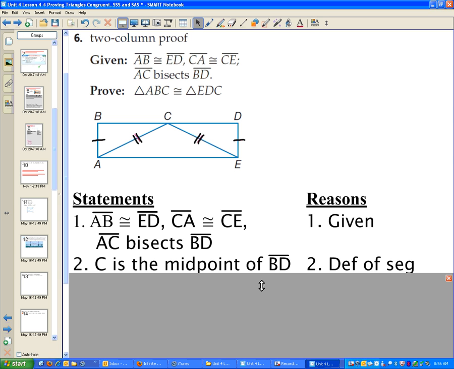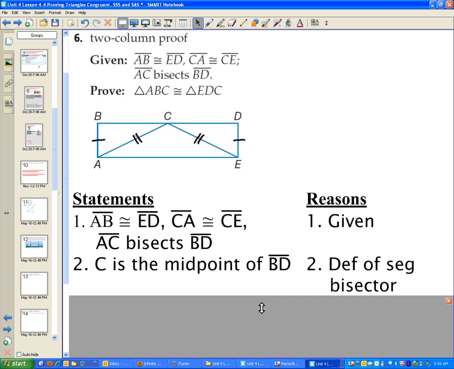So, before I can say that segment BC is congruent to segment DC, I have to point out that C is the midpoint of segment BD because, and different books do this different ways, the way our book defines a segment bisector is something that goes through the midpoint of a segment. The fact that C is the midpoint leads us to conclude that segment BC is congruent to segment DC. So, that is a technicality. I know it's a technicality. It's an important technicality. You can't ignore the little details, okay?